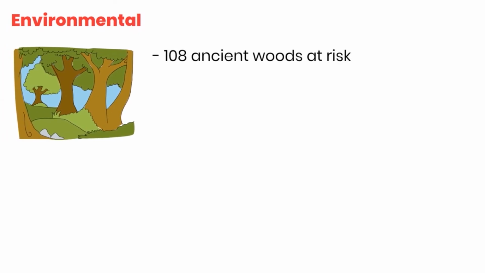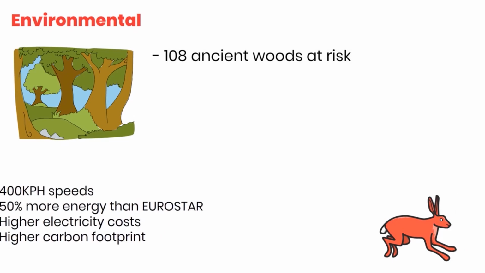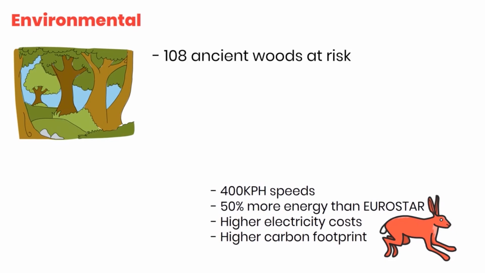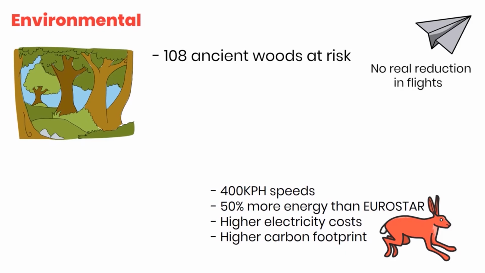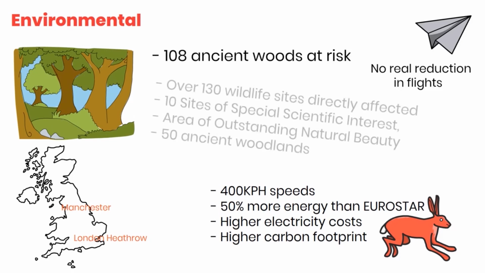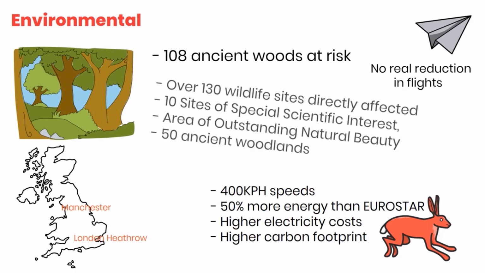HS2 will run trains at close to 400 km per hour speeds, which needs 50% more energy than Eurostar, pushing up electricity and carbon consumption costs and impacts. It won't, in real terms, reduce demand for flying, which was initially suggested in support of the project. The only routes which would see competition between HS2 and the airlines are those operating between London Heathrow and Manchester, and over 130 wildlife sites on the first stage alone will be directly affected, including 10 sites of special scientific interest, an area of outstanding natural beauty, and 50 ancient woodlands.